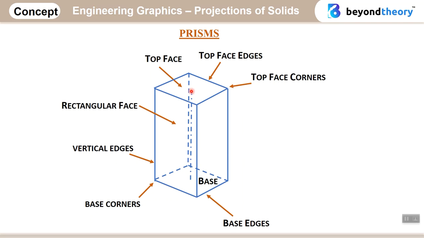And again, this solid also has an imaginary line passing through the center. It's called the axis of the solid.